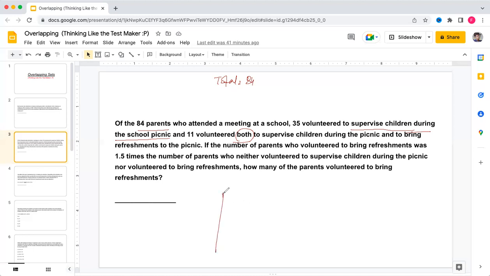So if we try to solve this using the Venn diagram, we have two things. The first one is supervision, let's call this S. And the second one is refreshment, let's call this R. The first one is to supervise children during the school picnic, and the second one is to bring refreshments to the picnic, right? And the next thing is, this is 35 as given in the question, and the total is equal to 84.